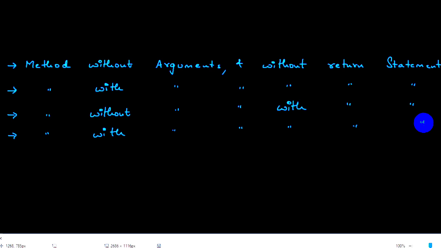So these are the four ways of defining a method, with arguments, without arguments, with return statement, without return statement. How should we develop a method and how should we invoke a method? Everything I'm going to explain in a beautiful manner. We just need to have patience. Until I complete the topic, have patience, and you'll definitely understand this topic.